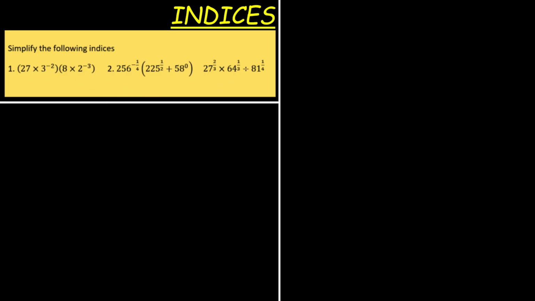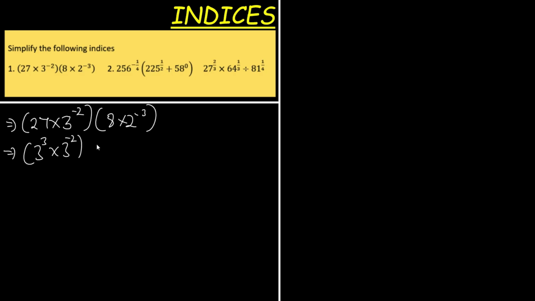The first one we have over here is (27 times 3 raised to the power negative 2) over (8 times 2 raised to the power negative 3). So how do we apply the rules to solve the first one? First of all, let's deal with each bracket first. Now 27 can be expressed as 3 raised to the power 3 times 3 raised to the power negative 2. And over here, it can also be expressed as 2 raised to the power 3 times 2 raised to the power negative 3. So this one, according to the multiplication law of indices, when the bases are the same, we can add the exponents.